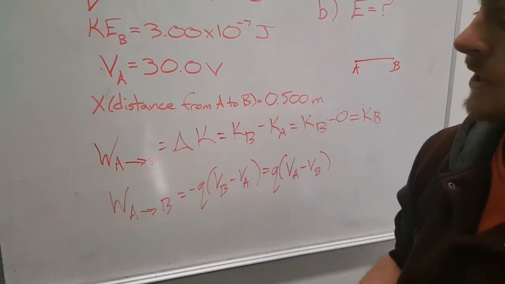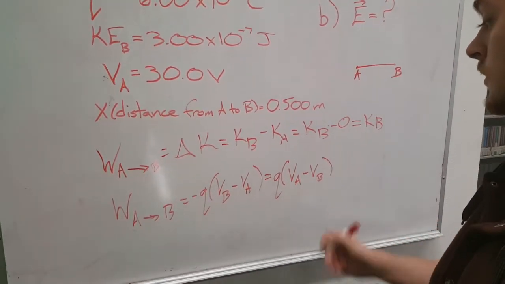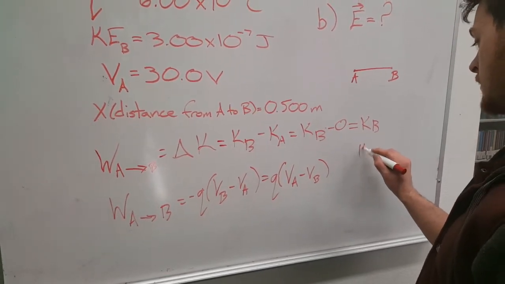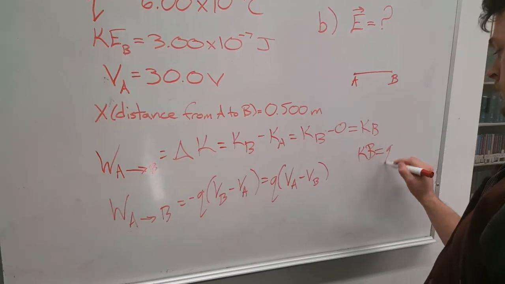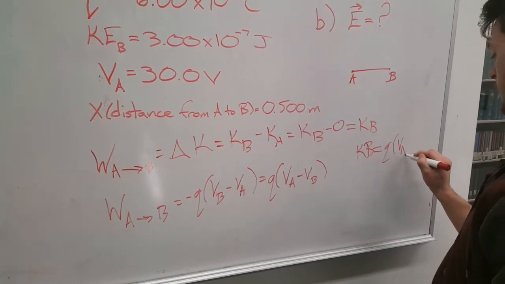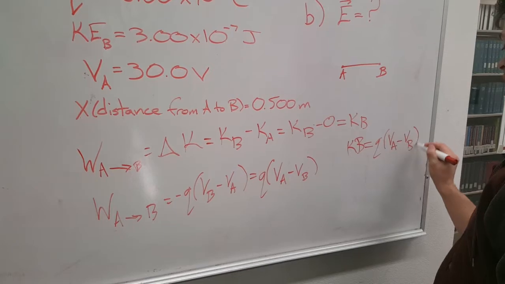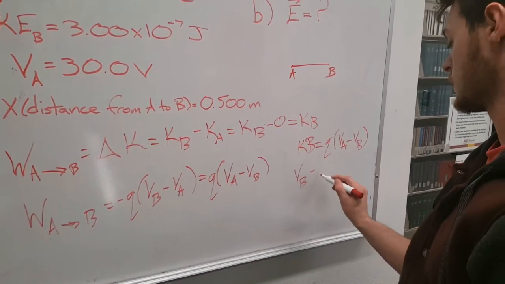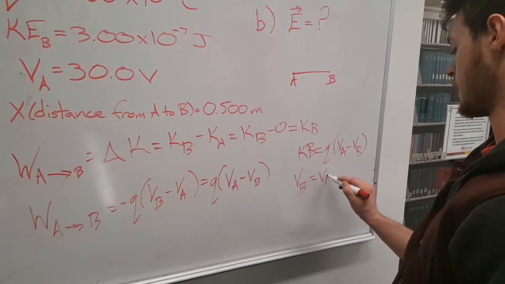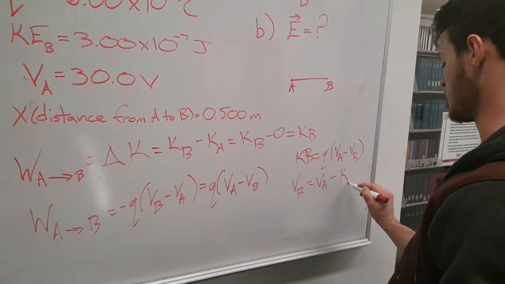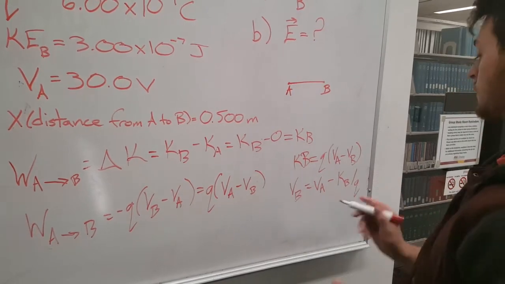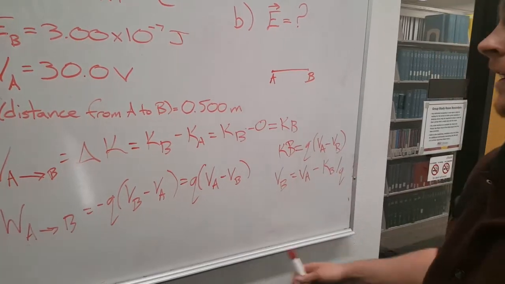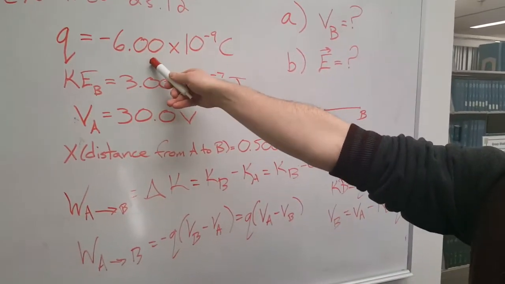Because these are both set equal to the work done, we can combine these two equations and say that KB equals Q times VA minus VB. Rearranging this equation, we get VB equals VA minus KB over Q. Now, we're looking for VB in part A, and we have VA, KB, and Q, so we can solve this.